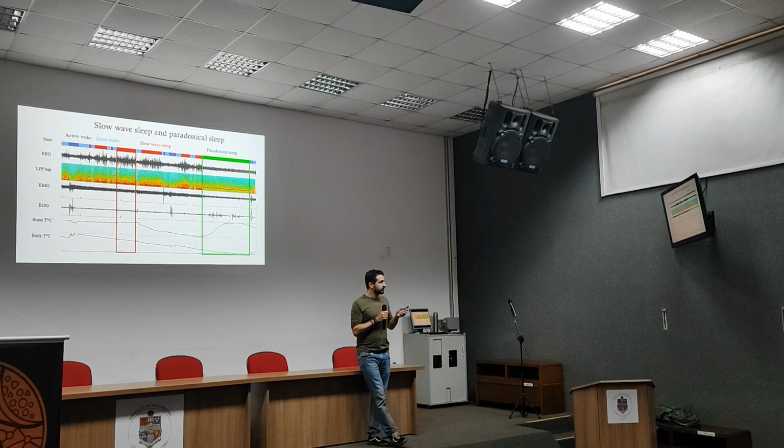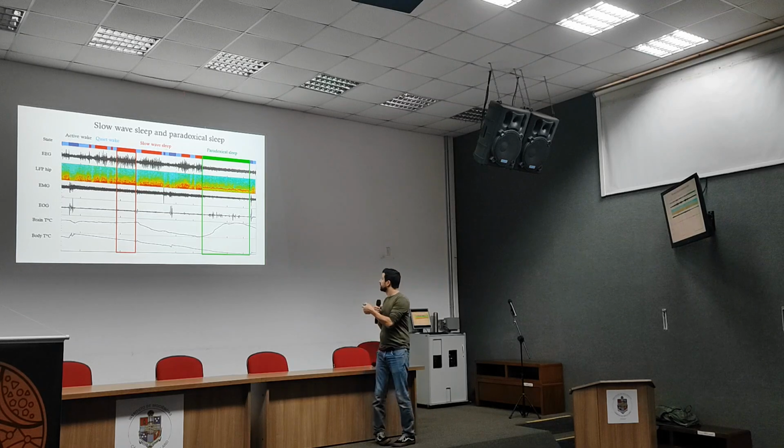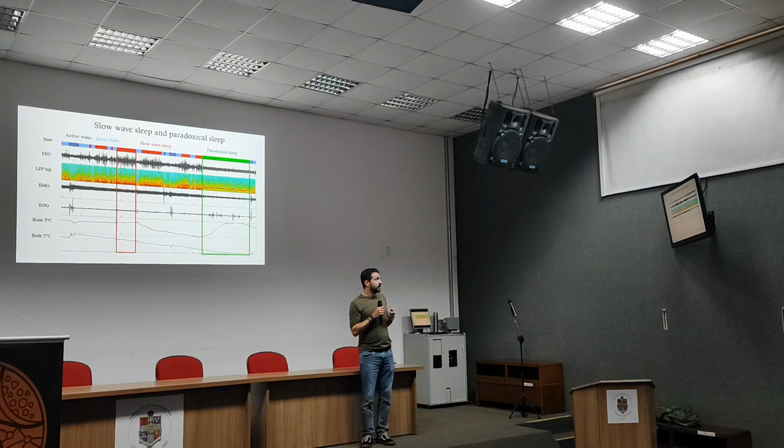In mammals, this is a representation of recordings of brain activity, physiology, and body temperature in rats. On the top, you can see color-coded two types of sleep: in red, slow wave sleep, and in green, REM sleep or paradoxical sleep. REM sleep means rapid eye movement sleep, and on the opposite there is slow wave sleep, which is also called non-REM sleep, non-rapid eye movement sleep.